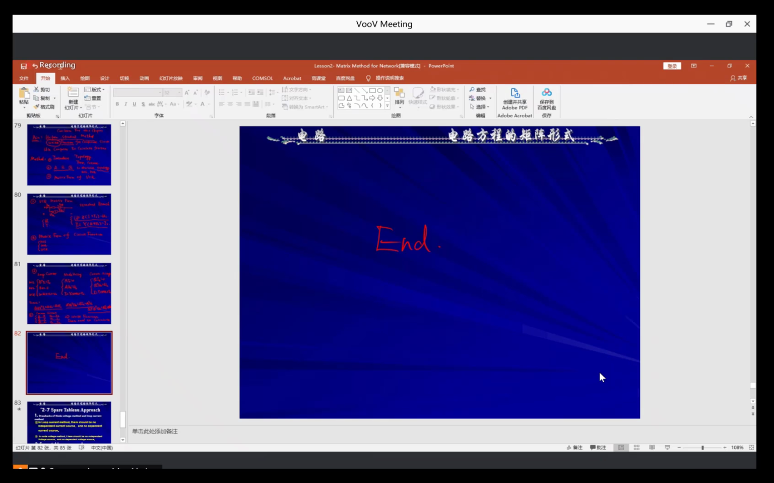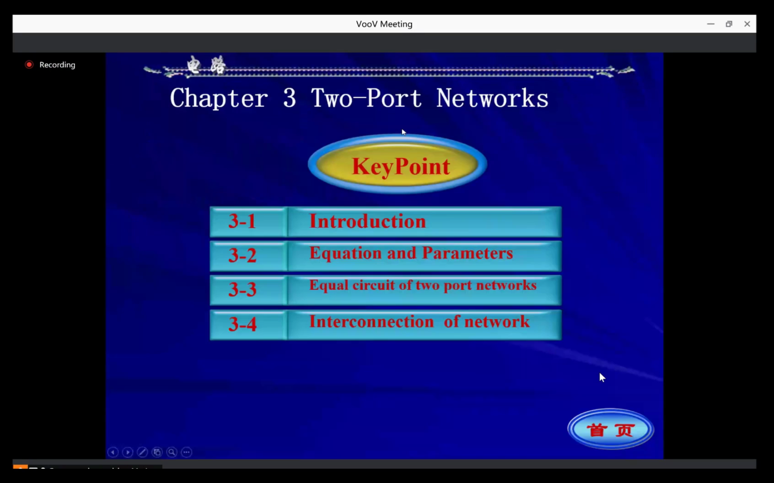Now we will introduce chapter 3, two-port network. For the two-port network, I think most of you should have learned it in your undergraduate course. We introduce this part again because we will learn the multi-port network in the next chapter. So we will review this chapter at first, but it will be fast. Pay attention, this chapter will be fast for us.